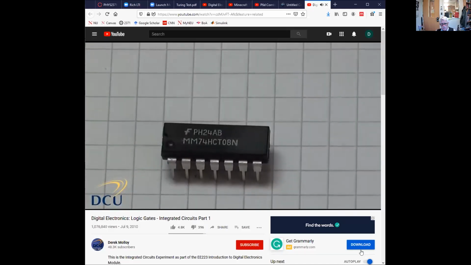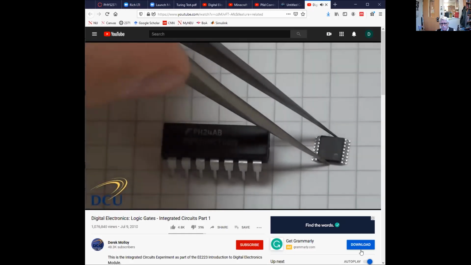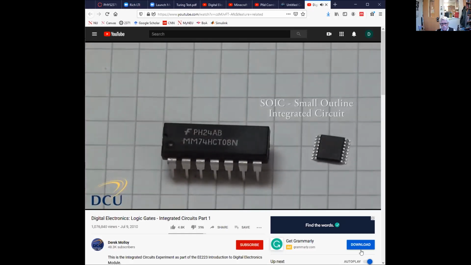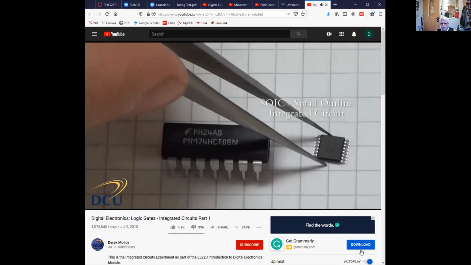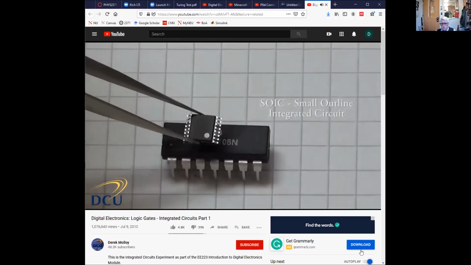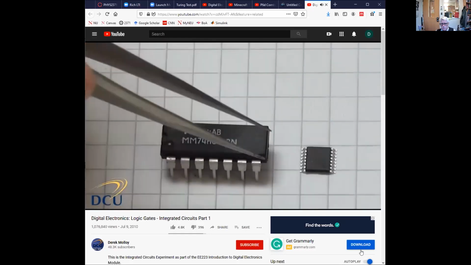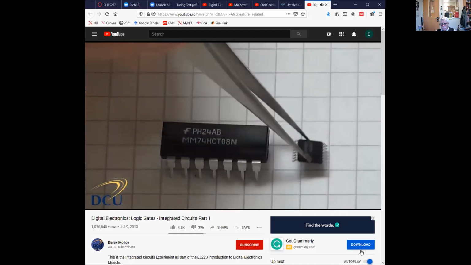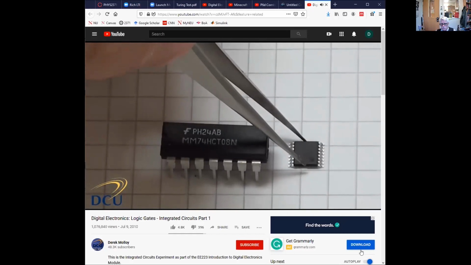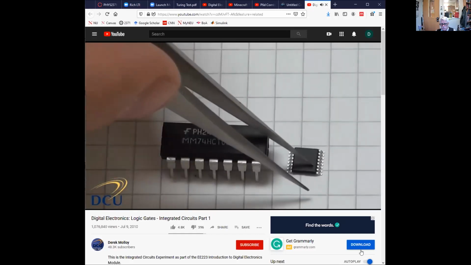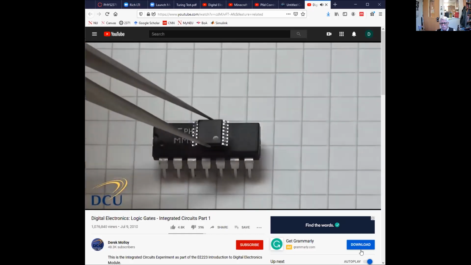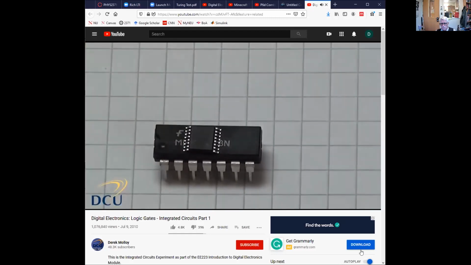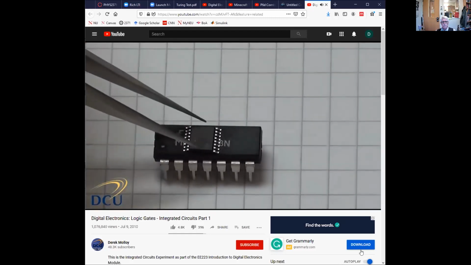There are other packaging types available. This is an SOIC, which is a small outline integrated circuit, and you can see it's of a considerably smaller scale. The inside of the chip might be exactly the same and might do exactly the same function, so just the plastic packaging and the pin layout and so on is what's different in this format. Again, it's got a circle to indicate pin 1, but you can see it's considerably smaller than the DIP packaged chip.